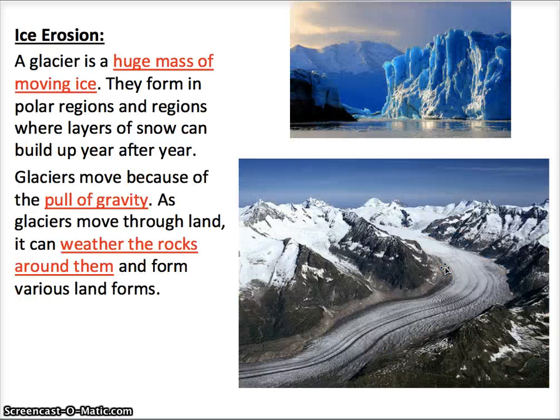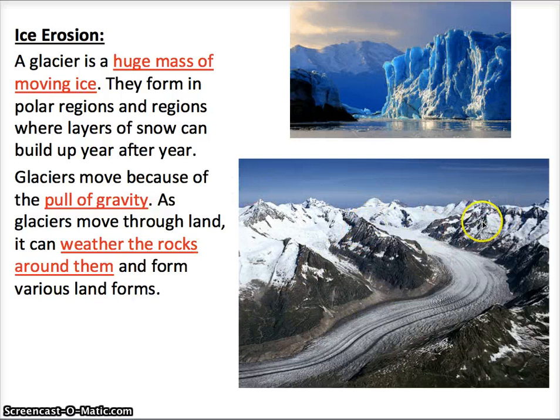Now let's talk about another type of erosion called ice erosion. It's also called glacial erosion because it involves glaciers. A glacier, this is a picture, is a huge mountain of ice. Glaciers usually form in polar regions and places where snow can pile up year after year. And glaciers move. Kind of hard to believe, but they are very huge pieces of ice that move very slowly. They move because of the pull of gravity, and when glaciers move, they will weather the rocks around them.